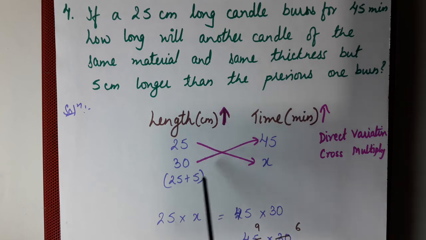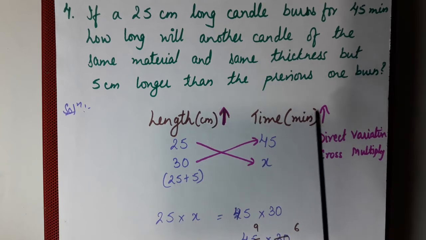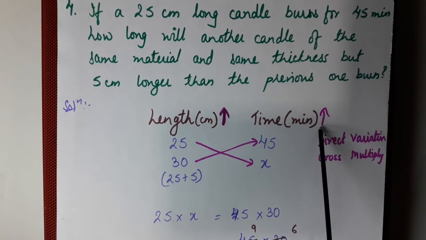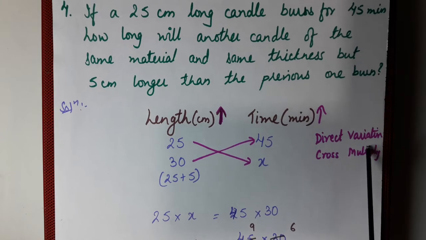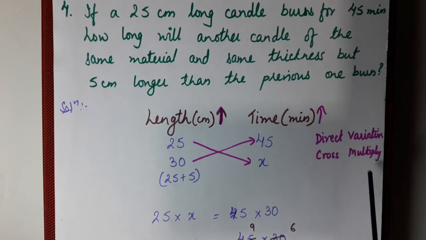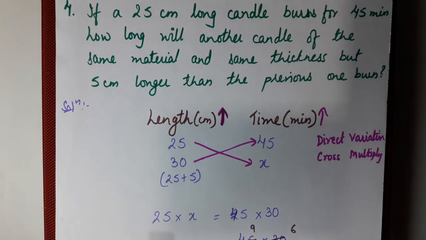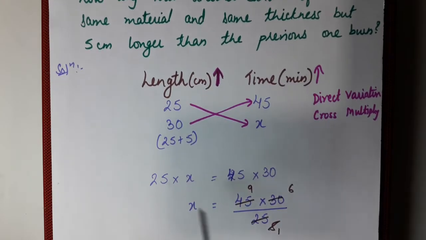If you see, the length of the candle has increased, so naturally the time for which it will burn will also increase. So an increase in one causes an increase in the other. So which kind of variation? Again a direct variation question. So in direct variation, what do we do? We cross multiply. Again, keep your variable towards your left hand side. So 25 into x is equal to 45 into 30.